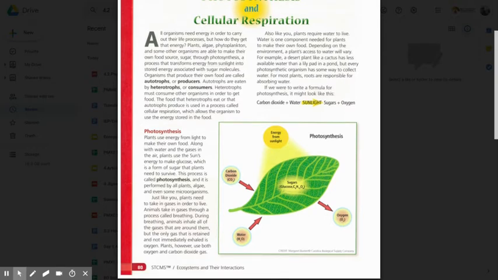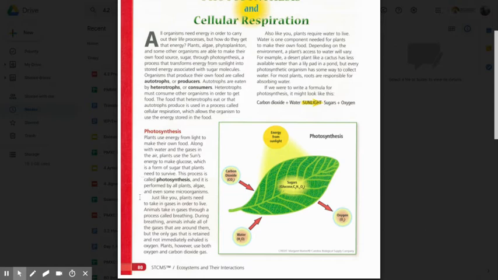Photosynthesis. Plants use energy from light to make their own food. Along with water and gases in the air, plants use the sun's energy to make glucose, which is a form of sugar that plants need to survive. This process is called photosynthesis, and it is performed by all plants, algae, and even some microorganisms.